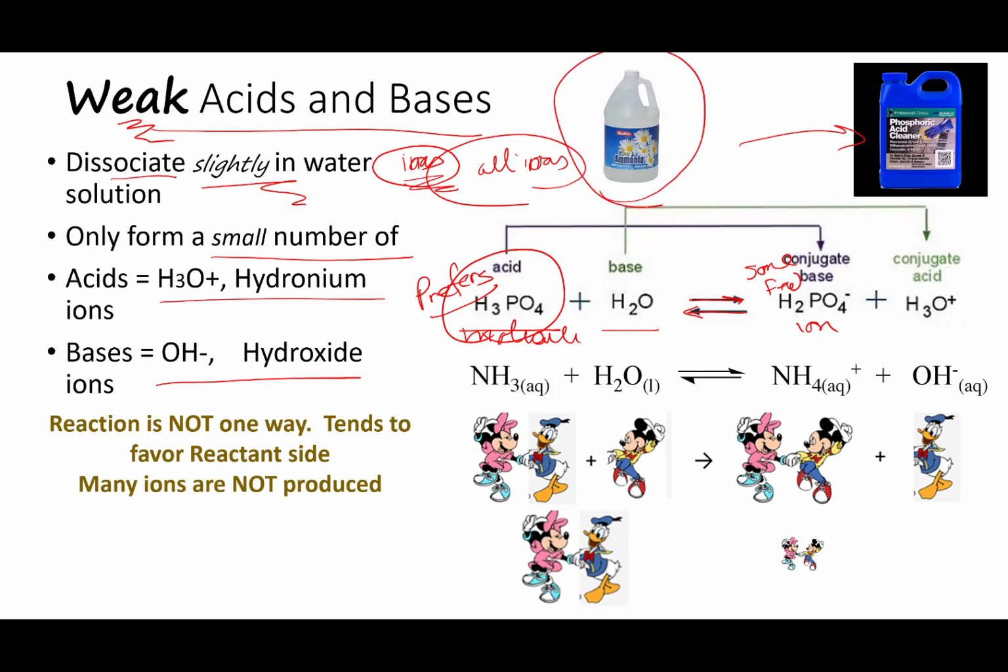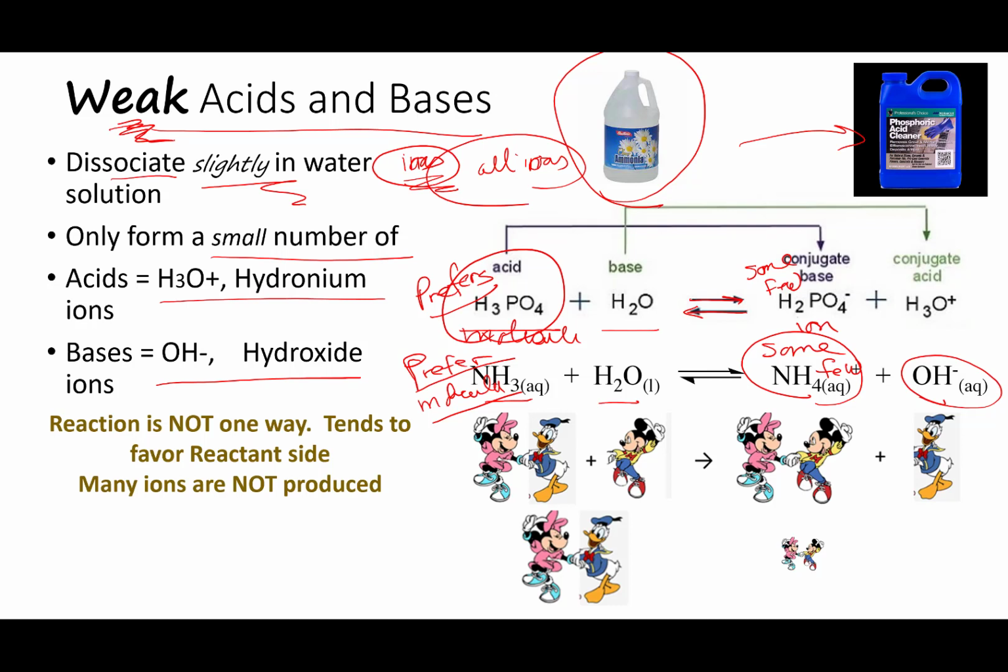Ammonia, cleaning ammonia, actually is a weak base. And ammonia, when it mixes with water, is going to produce some ammonium ions and some hydroxides, but few. And because it only produces few, it is going to prefer, chemically and electrically prefer, being in a molecular form, and that is going to make it a weak base.